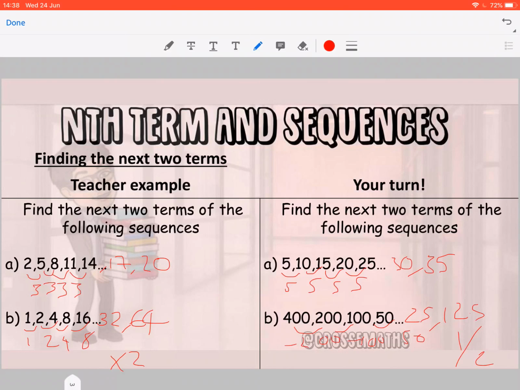Okay, so those should be marked up, guys. Well done if you got those right. Okay, always looking for patterns.